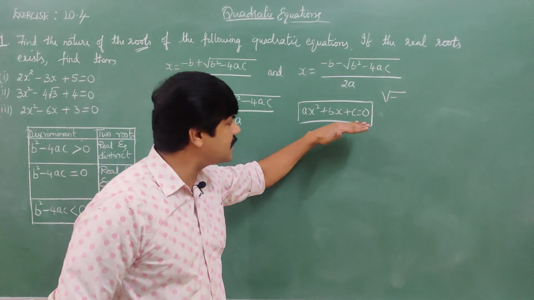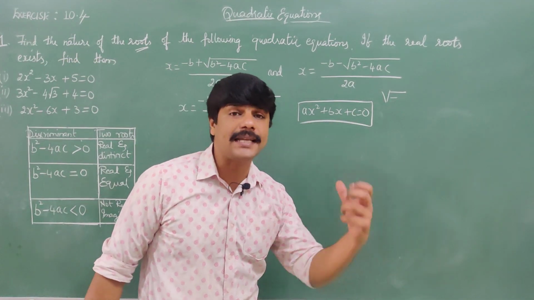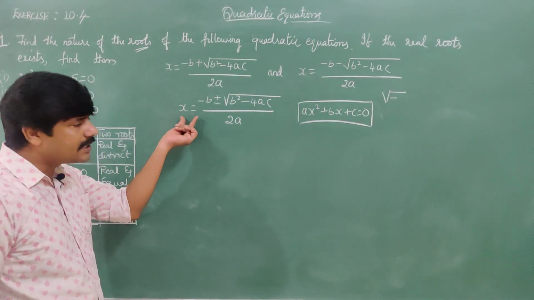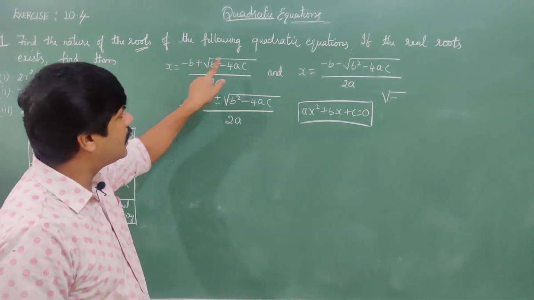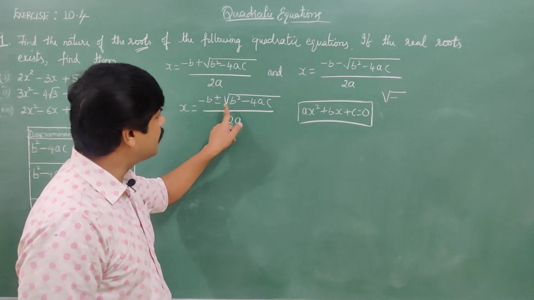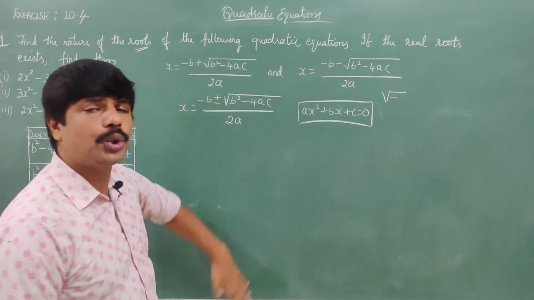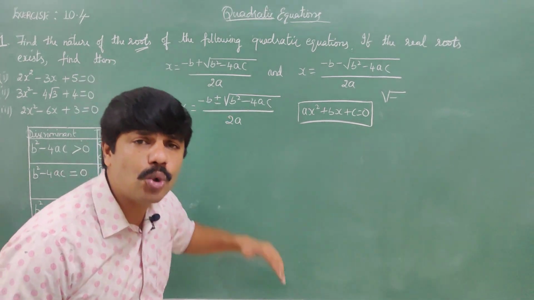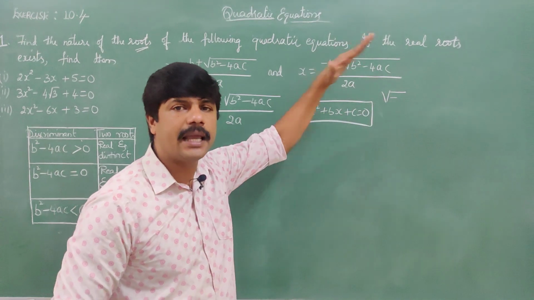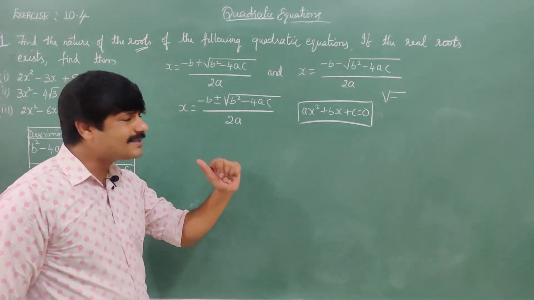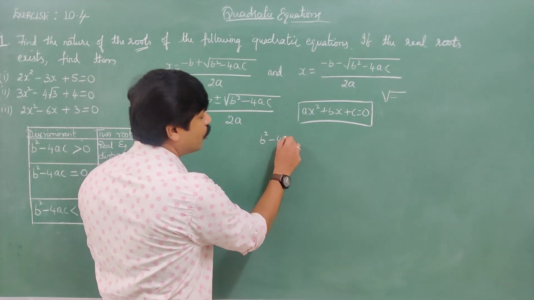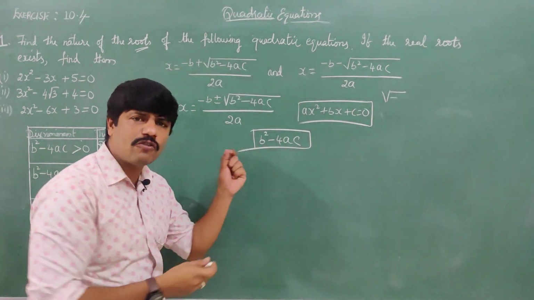The standard form of the quadratic equation is ax square plus bx plus c equals 0. For this, the roots are x equals two values here, plus or minus, remember this: minus b plus or minus square root of b square minus 4ac, by 2a. These are the roots of the standard form of the quadratic equation, that is ax square plus bx plus c equals 0. Here, what is there inside the square root? Inside the square root, b square minus 4ac is there. Understand?